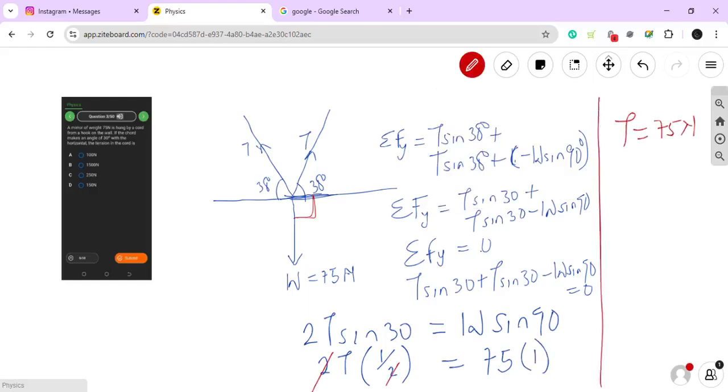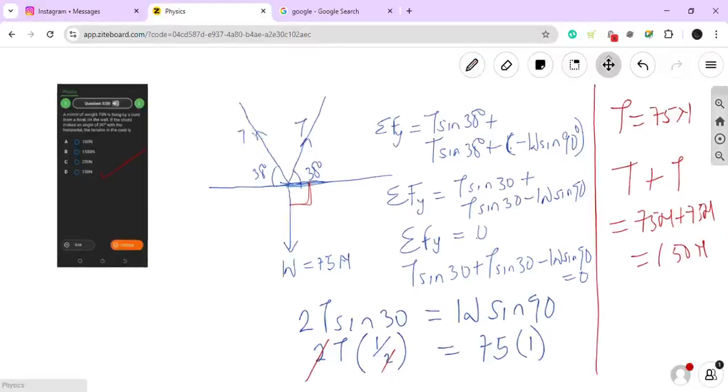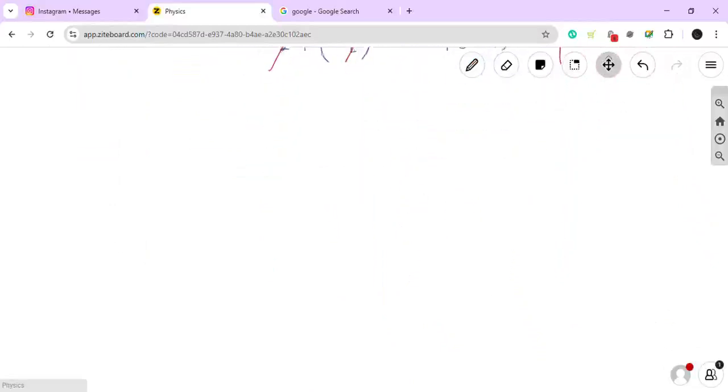Now if you look at the options, there is nothing like 75 Newton there. So what this question is actually asking is the summation, meaning what is T plus T. That's 75 Newton plus another 75 Newton, and the answer will be 150 Newton. That's option D. Do you get that? Okay, you can pause the video, take it backward in order to see what I'm talking about. So let me pick the next question.